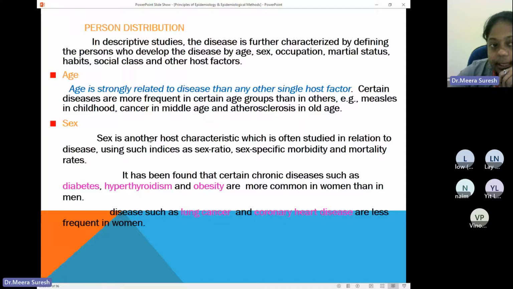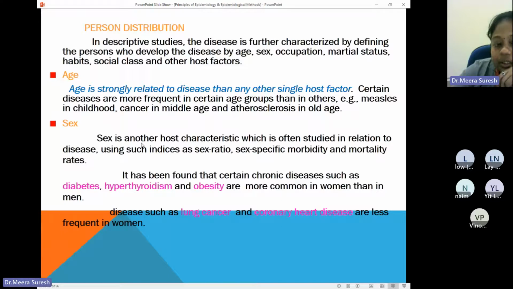The third type of distribution will be person distribution. Based on the features of the person, based on his age, sex, occupation, marital status, habit, social class, and other things, the presence or absence of diseases might be there. Starting with age, it is strongly related to disease than any other single host factor. Some diseases will be very common in certain age groups. For example, measles is very commonly seen in children, cancer in middle age, and atherosclerosis in old age.